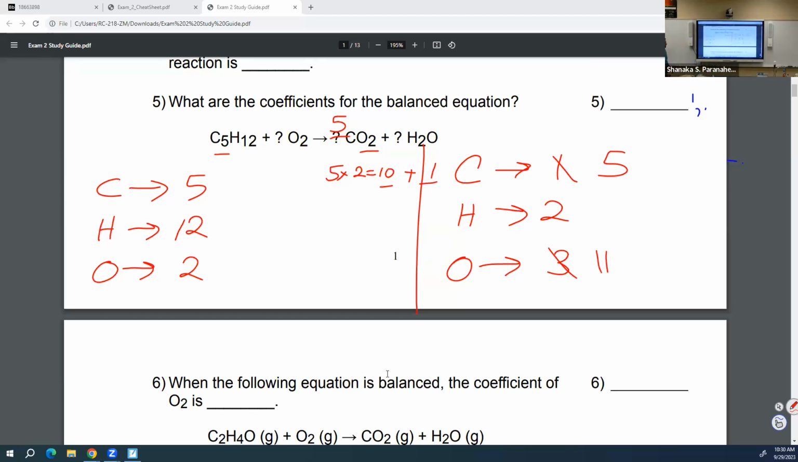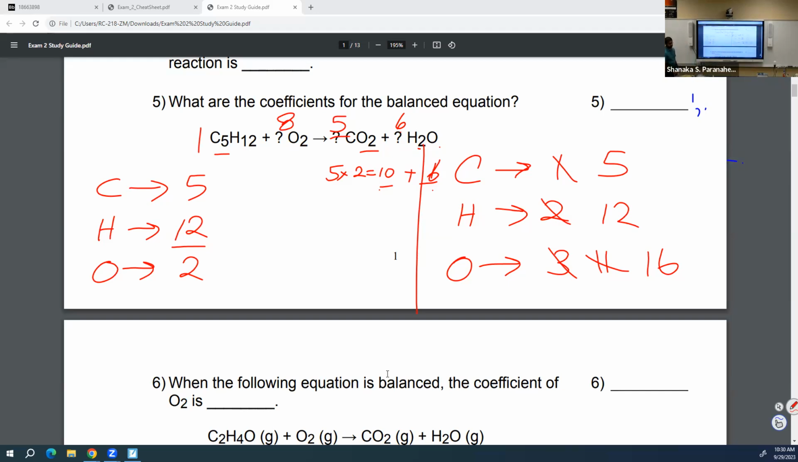Make sure to update the other atoms. The next one is hydrogen, 12 versus 2. So we need 12 on this side. What is the number in front of water? How do we get 12 hydrogens to the product side? 6 water. 6 times 2 is 12 hydrogen. So 6 times 1 is 6, and this one changes into 6. 10 plus 6 is 16. So now we need 16 oxygen on the reactant side. What is the number in front of oxygen? 8. We don't need to change this. So those are the coefficients.